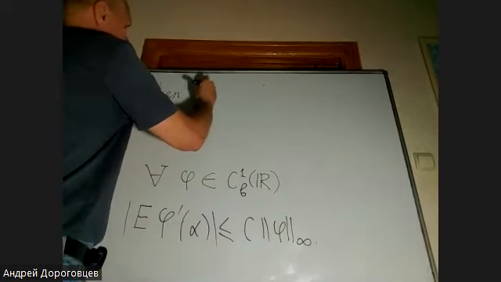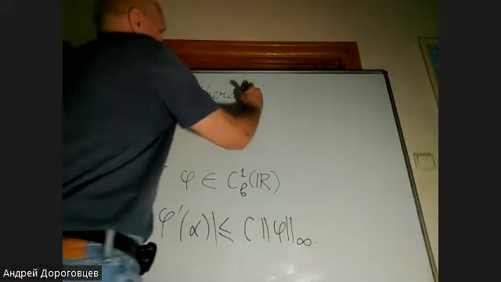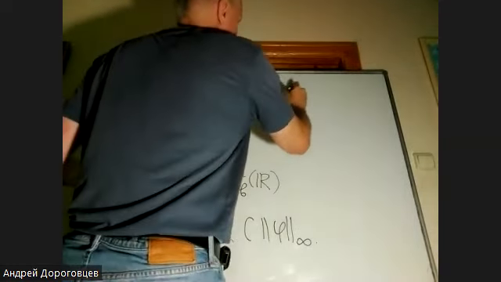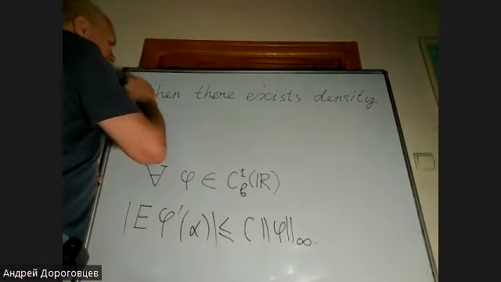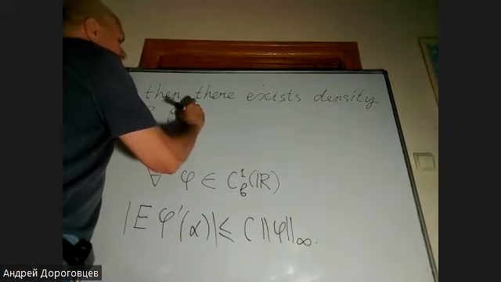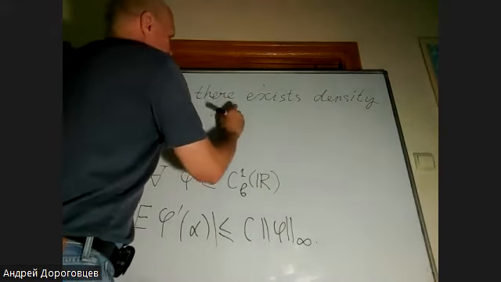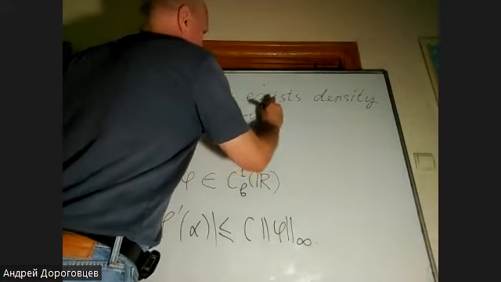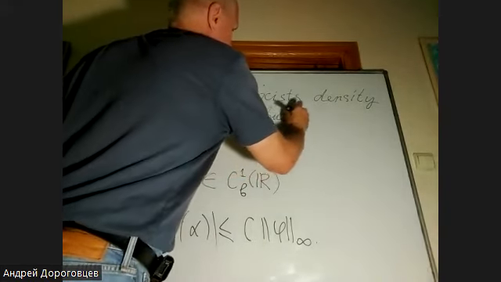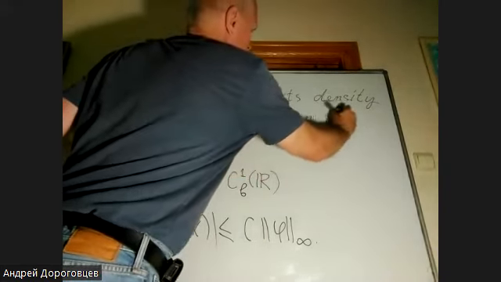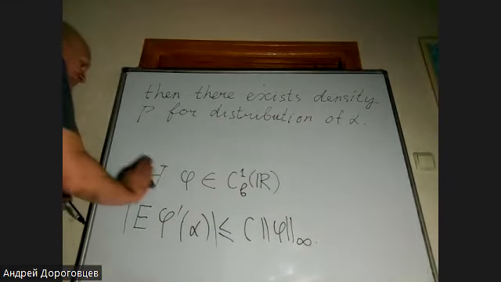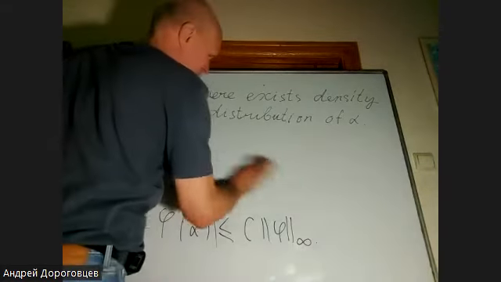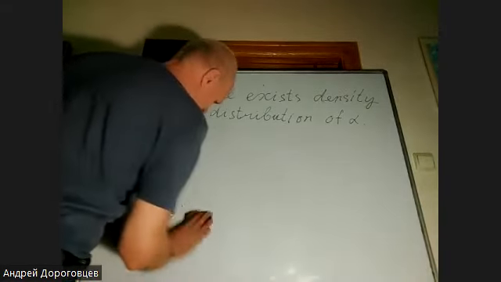there exists a density for the distribution of alpha. Let us check this, because it's not too hard.